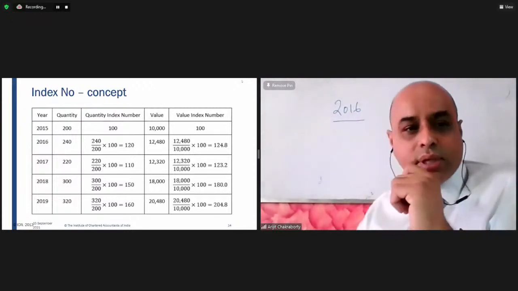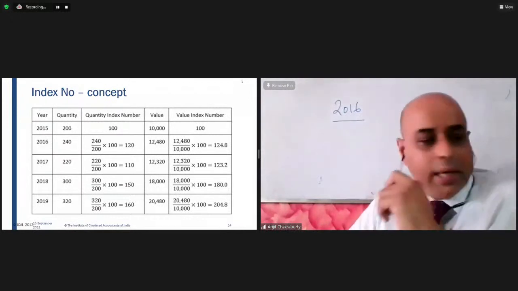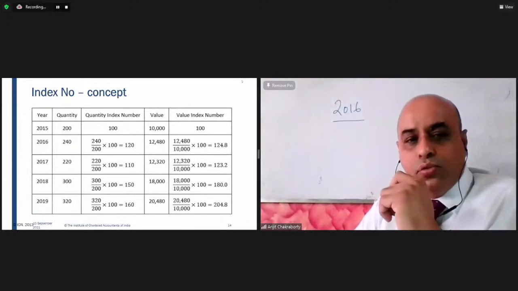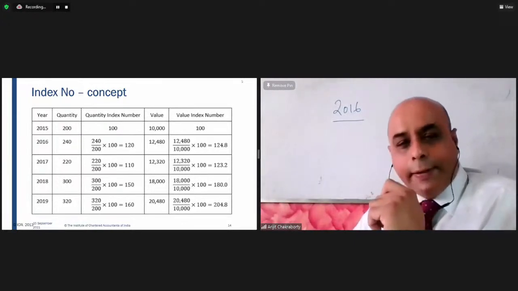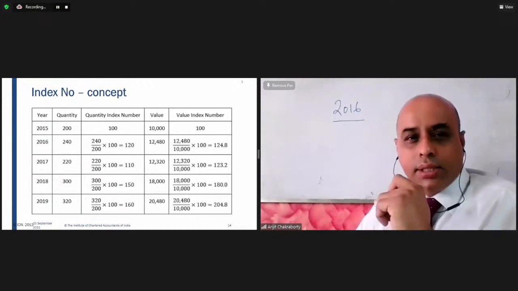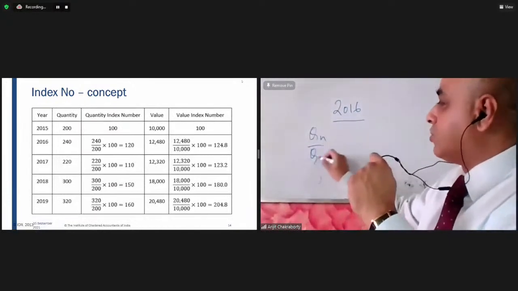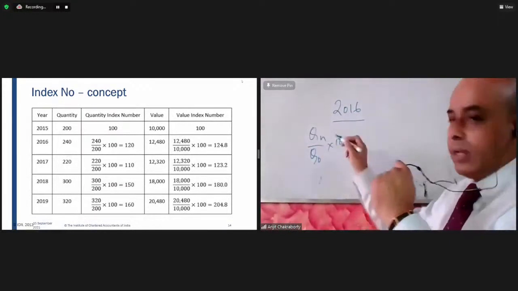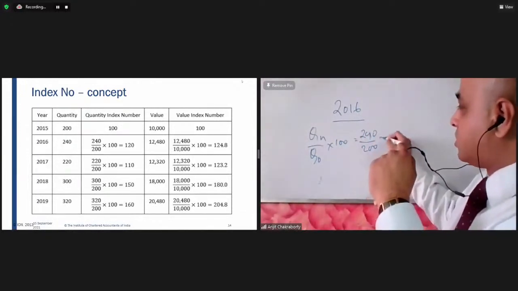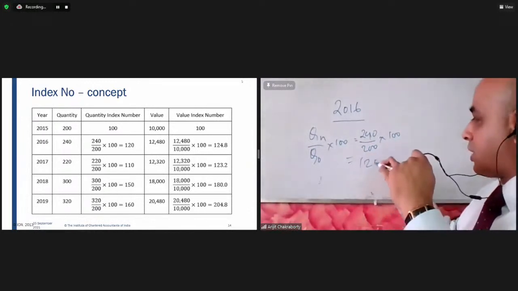The quantity which I'm consuming in 2016 is 240. It can be kgs, quintals, metric tons, whatever. So 240 is the quantity in 2016, and in 2015 the quantity was 200. The quantity index number is given by Qn by Q0 into 100, where Qn is 240 and Q0 is 200. So 240 by 200 into 100 gives me a quantity index number of 120.